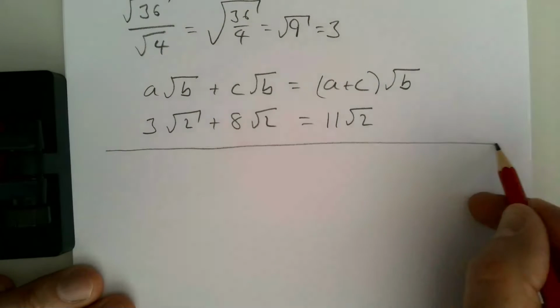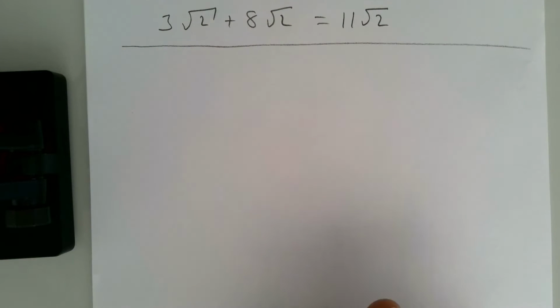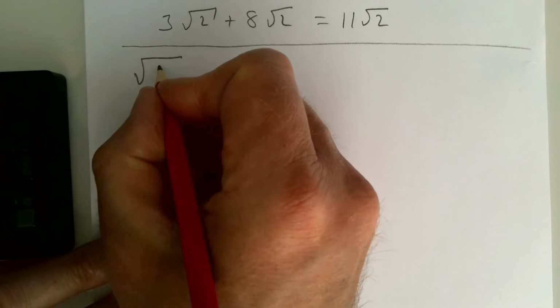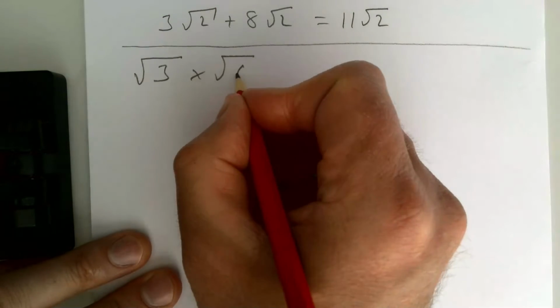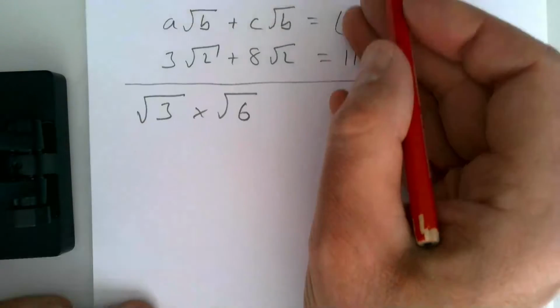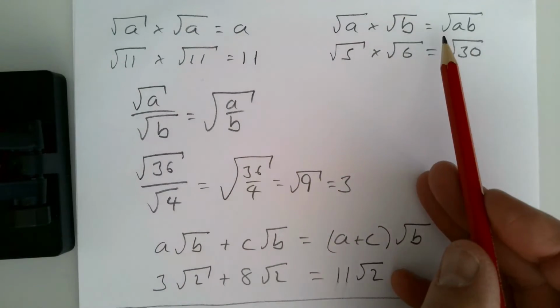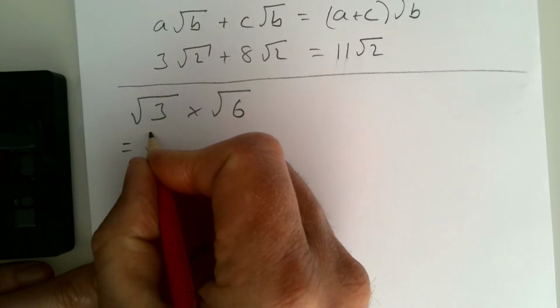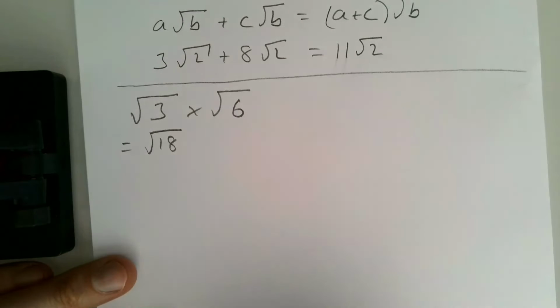Let's take a wee look at some of the examples and see if we can work out what it is we have to do. They ask you to simplify root 3 times root 6. If we look back up to this wee rule here, we could use that for this. Root 3 times root 6 is the same as root 18.